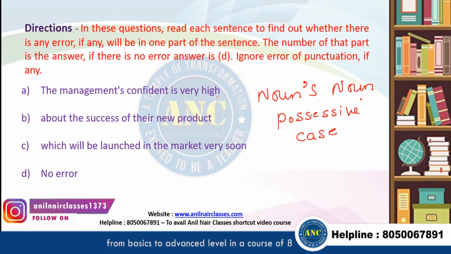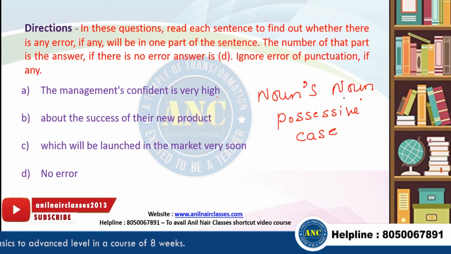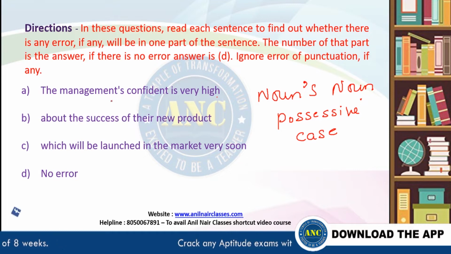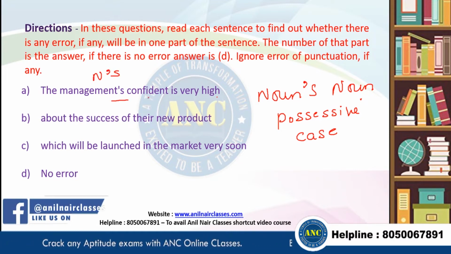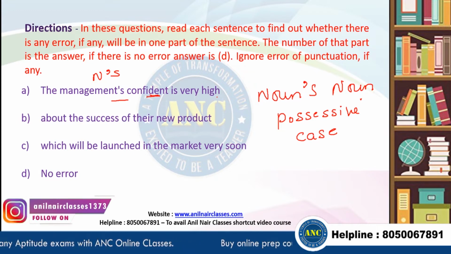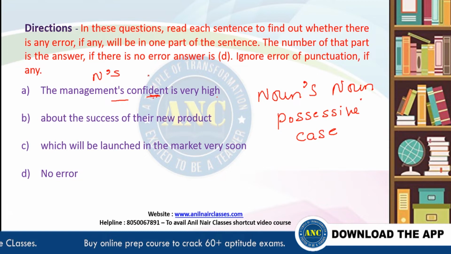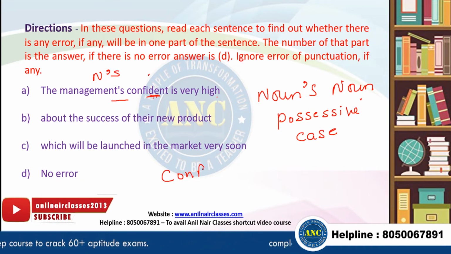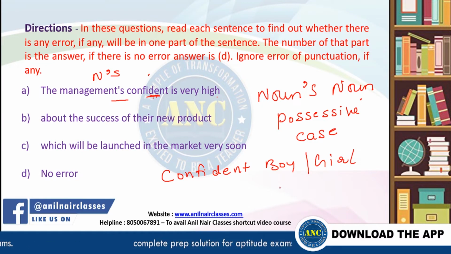So possessive case of the noun, you will have apostrophe plus S with one noun and it will always be placed next to another noun. So here management's is the noun apostrophe S. Here I need a noun. But what is this confident? Which form of the word is confident? He is a confident boy. We can have confident boy, confident girl, confident student.